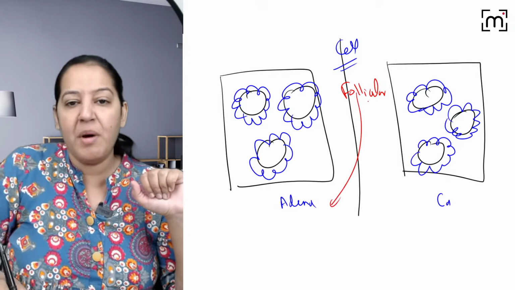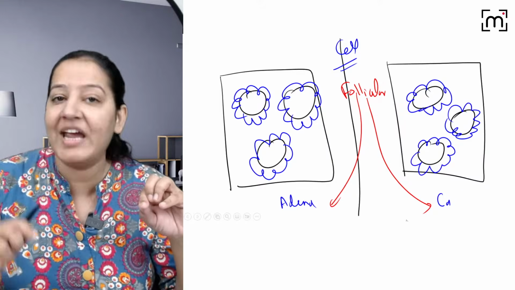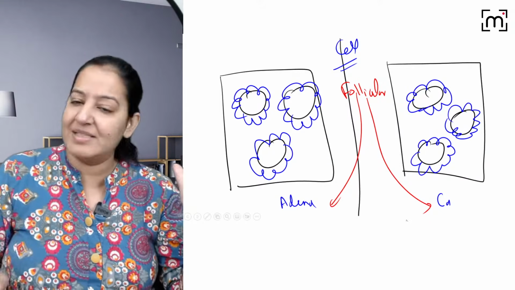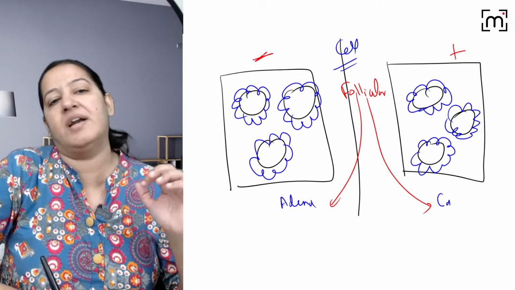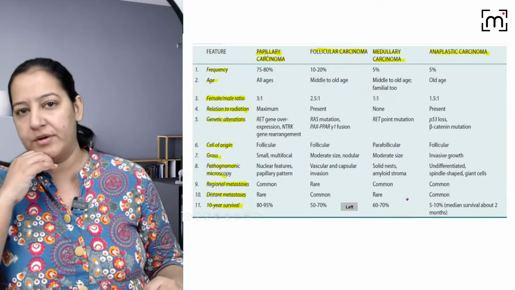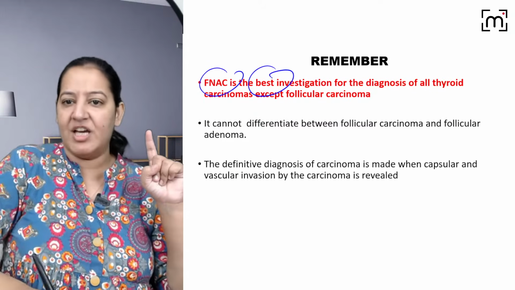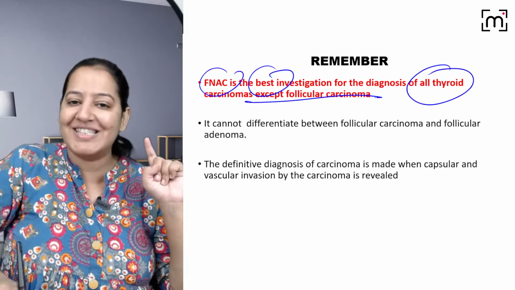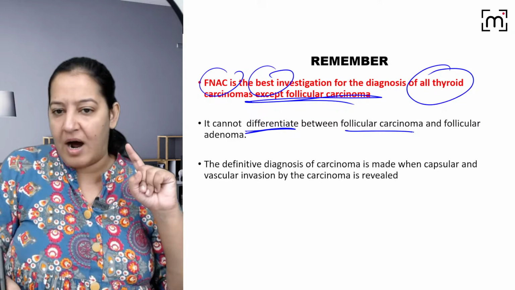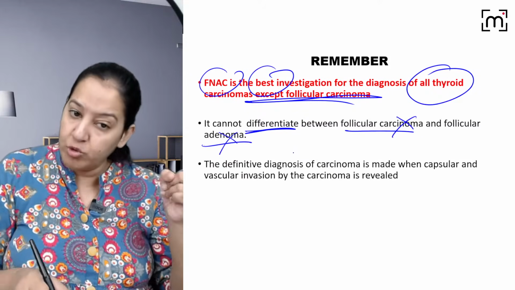But whether it is follicular adenoma or carcinoma, how will we know? For that, you have to see the invasion on biopsy. So if blood vessels and capsules are invaded, it's carcinoma. If they are not invaded, it's adenoma. Give me a thumbs up. So FNAC is of no use for follicular. For the rest, you can do the FNAC. So FNAC is the best investigation for all thyroid tumors except follicular, because on FNAC you cannot differentiate follicular carcinoma from follicular adenoma. For differentiating, you have to do the biopsy.